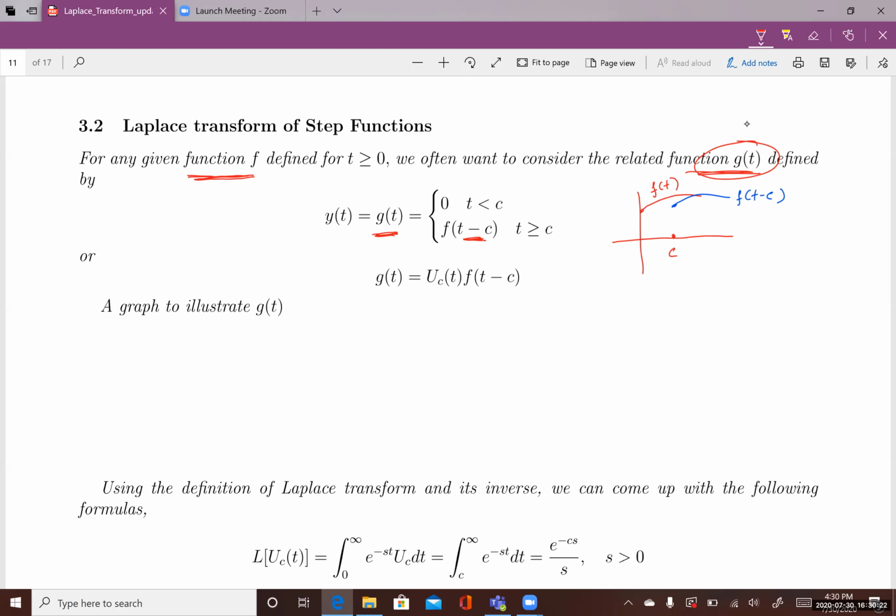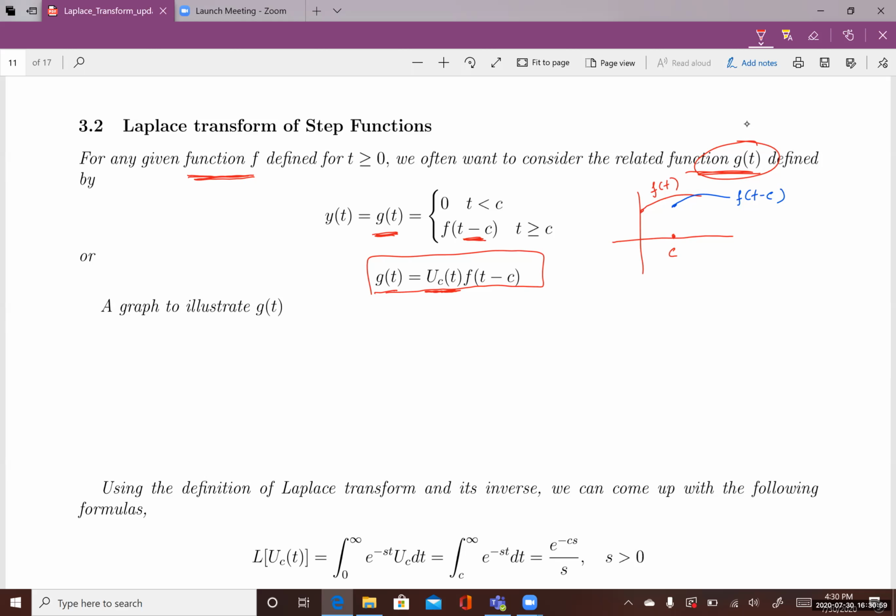onto the step functions to find the solutions to an initial value problem. Now the function g of t here will be rewritten in terms of u c of t and f of t minus c. As you saw before, the unit step function or the Heaviside function u c of t just has the value 1. Now you have a real function instead of just 1 as the value. So the function g of t is going to be in this form right here.